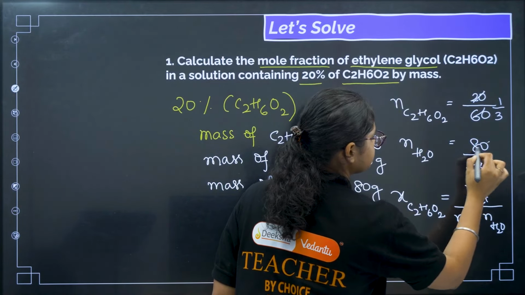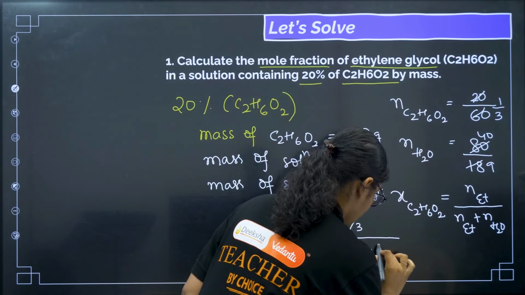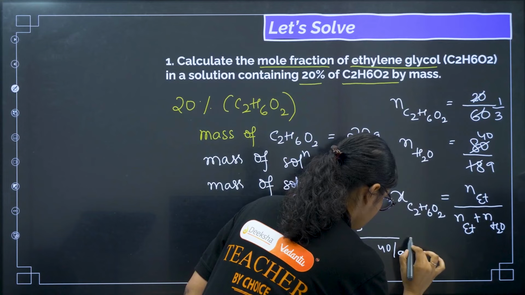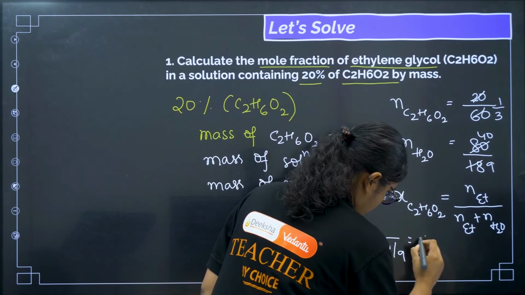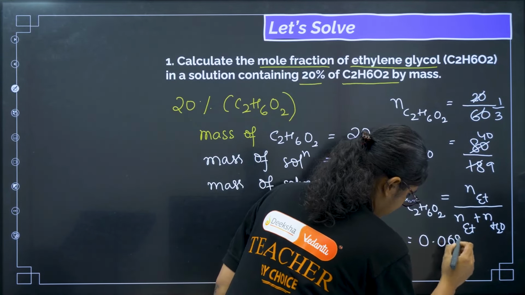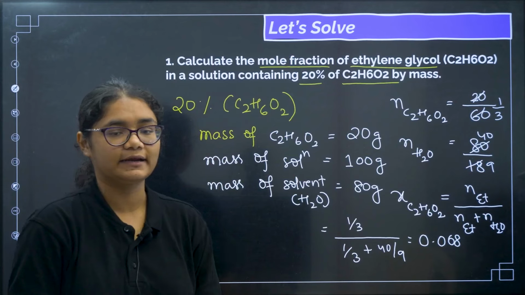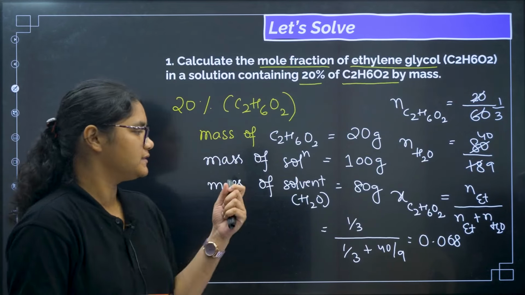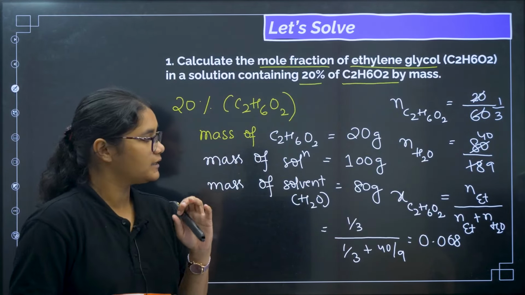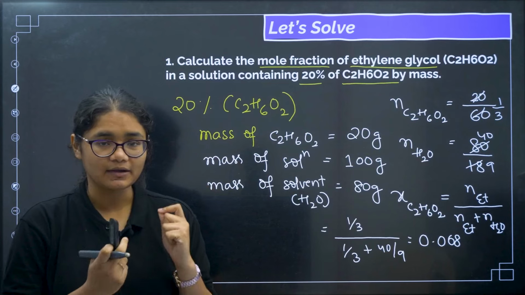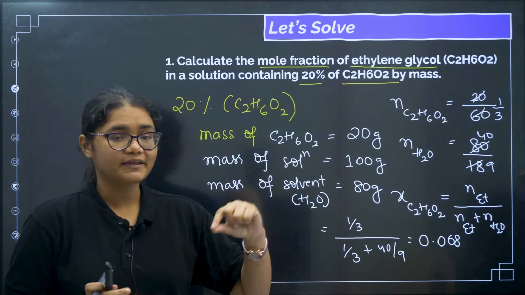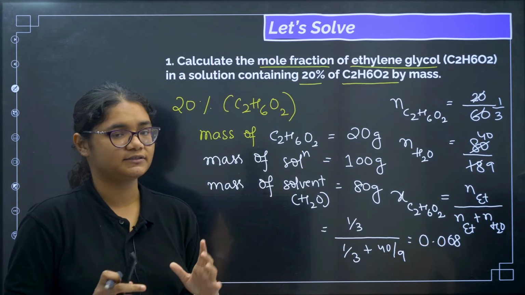So we can get 1 by 3 divided by 1 by 3 plus, again if I cancel this one, I'll get 40 by 9. Now if you solve this, we'll be getting around 0.068 mole fraction of ethylene glycol. So that is how very simply you can solve this question. But the little tricky part is to understand how we are getting the masses from the mole fraction concept.